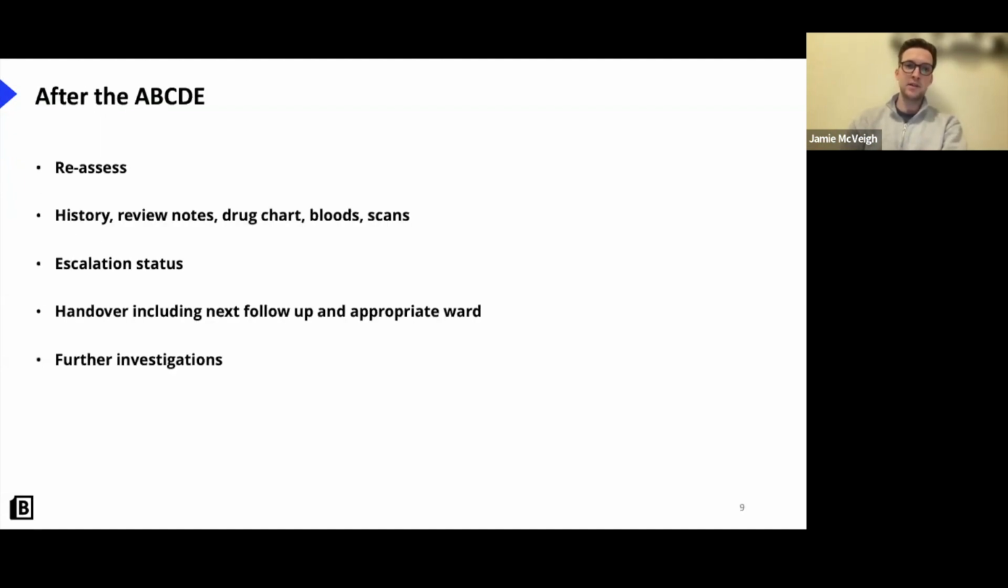All right. And then reassess, look at their history, look at their drug charts. What's their past medical history? Have they got previous bloods to compare their current bloods to? Is this a frail old patient that shouldn't be for resuscitation, or is this someone that actually needs ITU to be aware of them quite urgently?